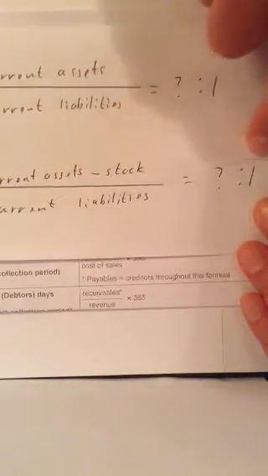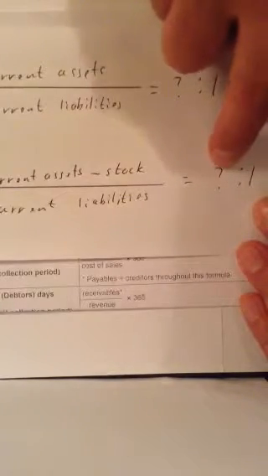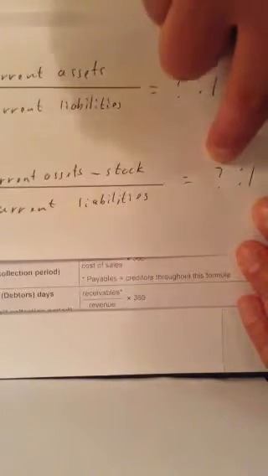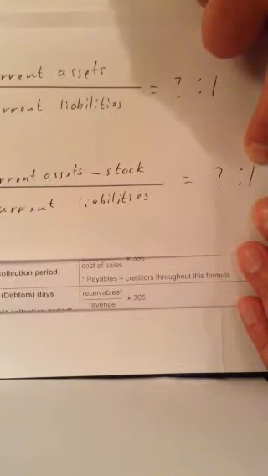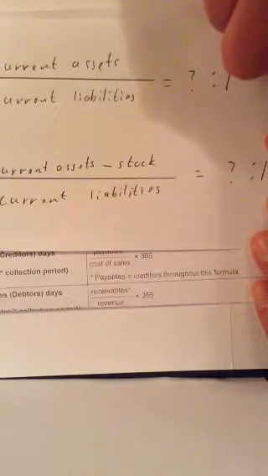If the answer of this little sum was 1:1, it would mean the business has as many liquid assets as it has liabilities. This is a more stringent test than the current ratio because it assumes that the business may not be able to sell its stocks. Even if the business cannot sell its stocks, it will still have a ratio of 1:1.